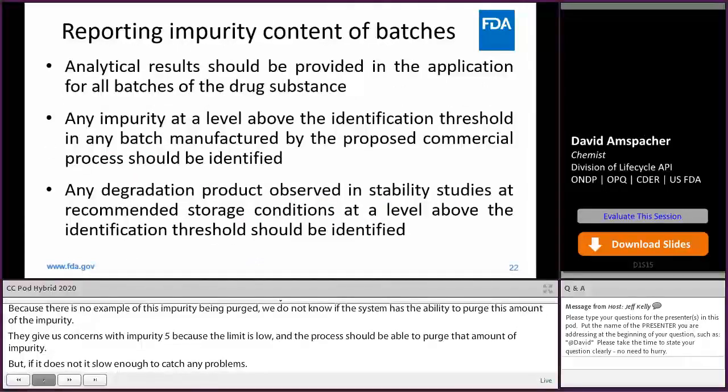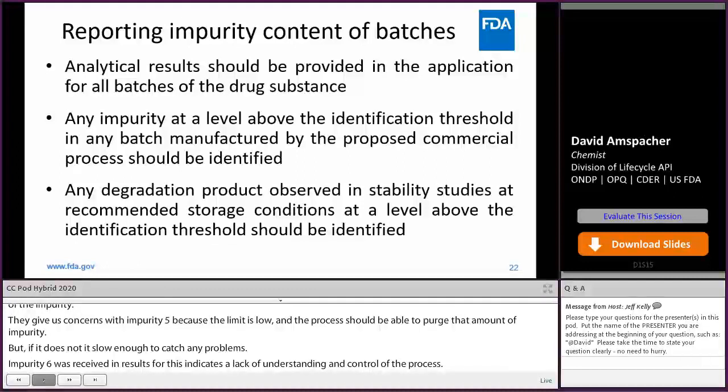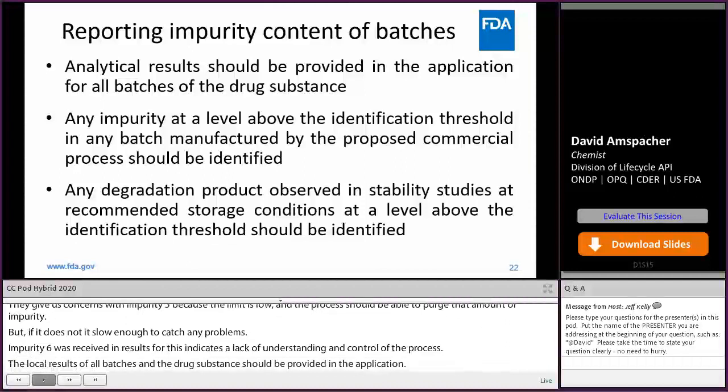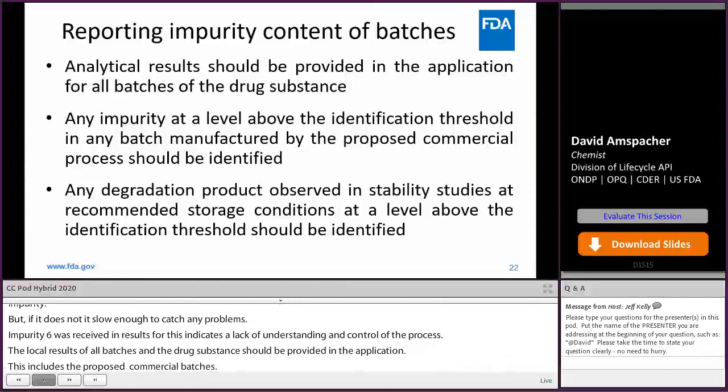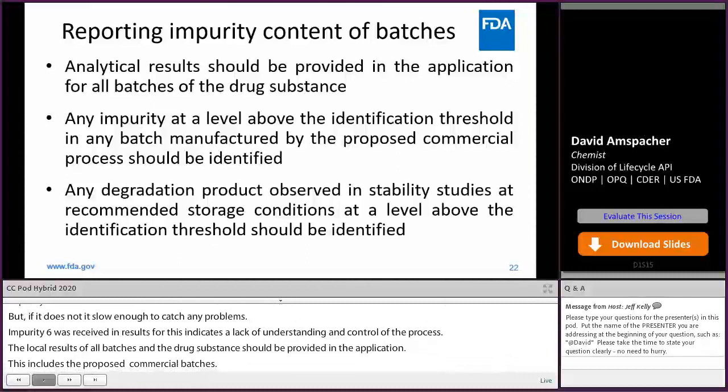Analytical results of all batches of the drug substance should be provided in the application. This includes the stability batches and commercial scale batches. If an impurity is found above the identification threshold in any batch manufactured, it should be identified. Any degradation products observed above the identification threshold should be identified.